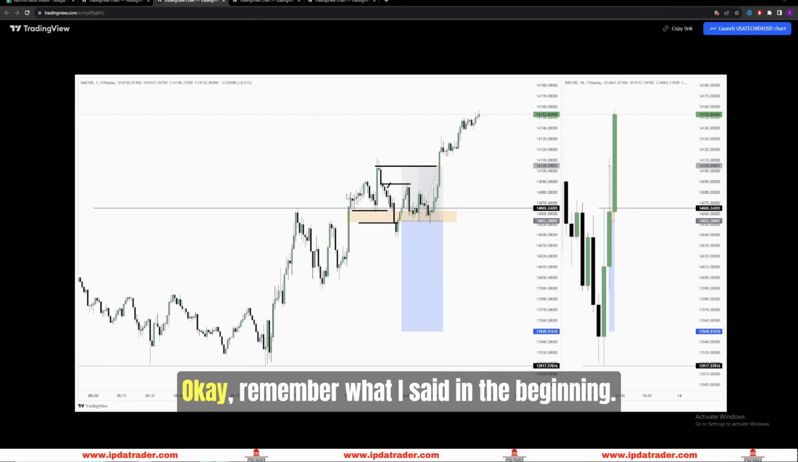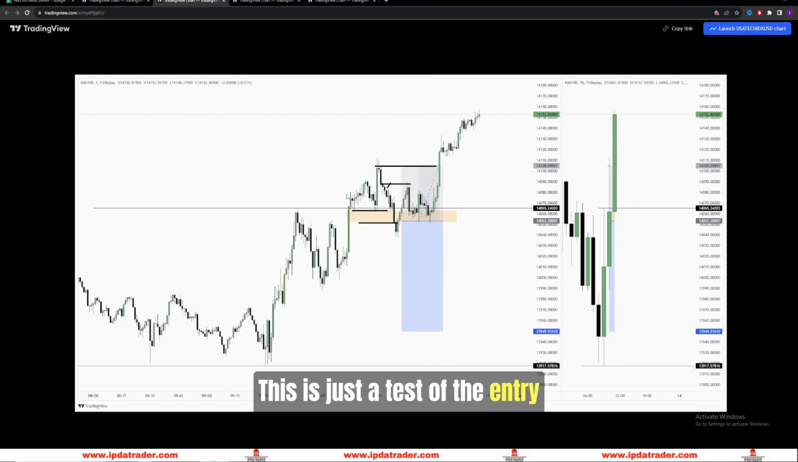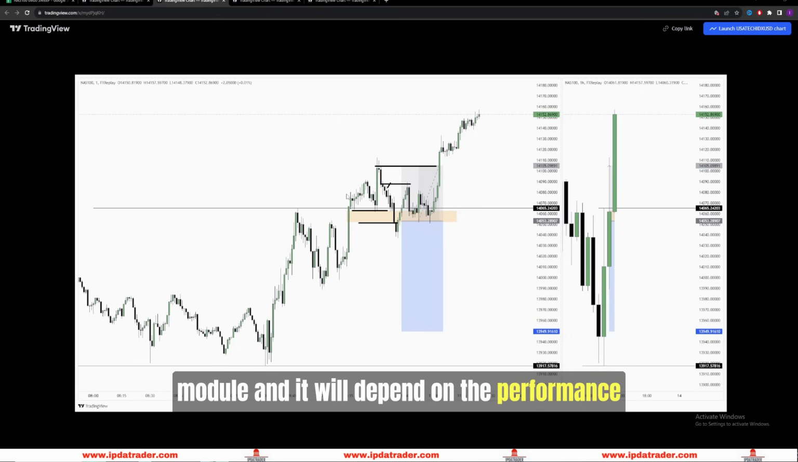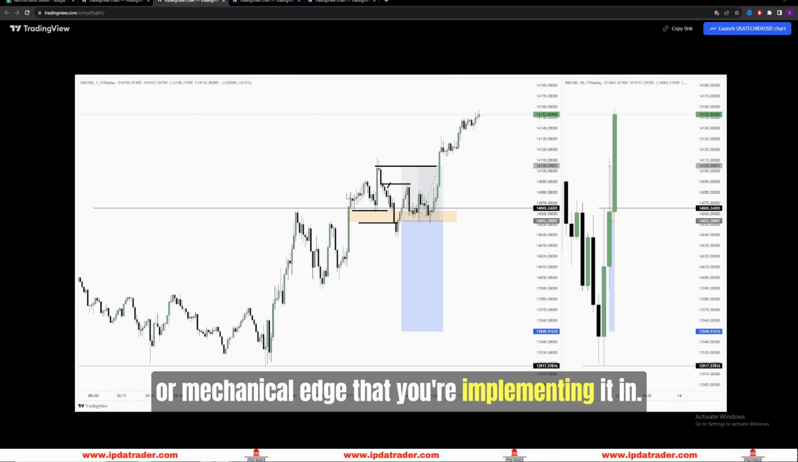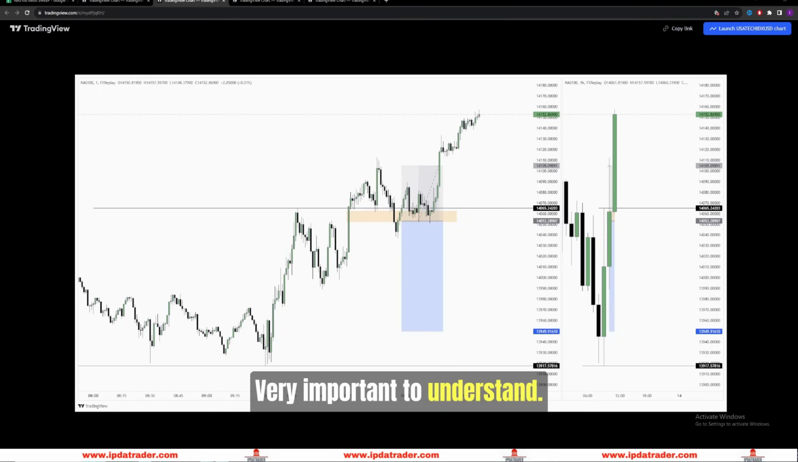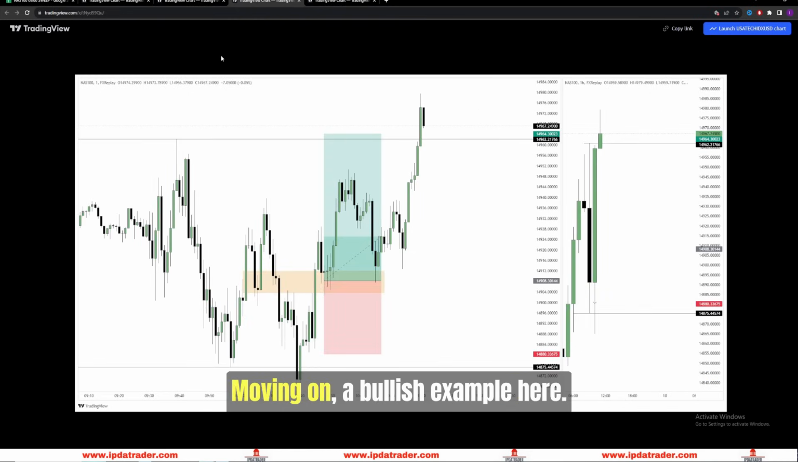Okay, remember what I said in the beginning. This is just a test of the entry module, and it will depend on the performance of it on the higher time frame narrative or mechanical edge that you're implementing it in. Very important to understand.